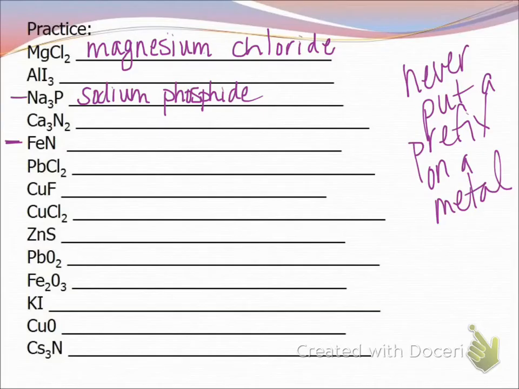So I have iron, which I know can be a +2 or a +3. So I need to look at what it's bonded with, okay? And I know that iron is plus something, and nitrogen is a 3-, okay? And since I only have one iron with it, that must mean that I have 3+ iron. So I would need to write that as iron 3 nitride.